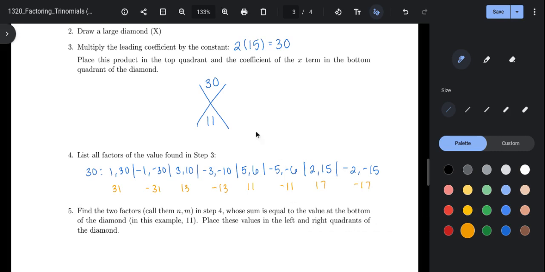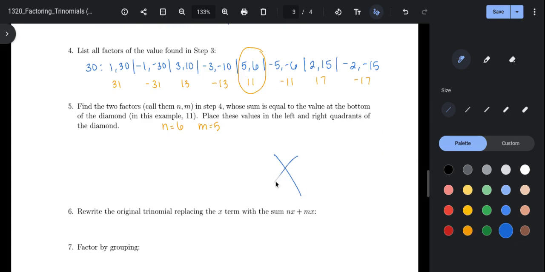So again, remember that we're looking for which of them sums to be 11, and that is going to be 5 and 6. In this case, it doesn't matter. You can call n 6 and you can call m 5. You can switch those around. Either way, it's going to work out to be the same. And it says to place these values in the left and right quadrants of the diamond. So let me redraw this. So we get 30, 11, and then I'm going to put 6 on the left and 5 on the right. Again, it doesn't matter if you swap those.